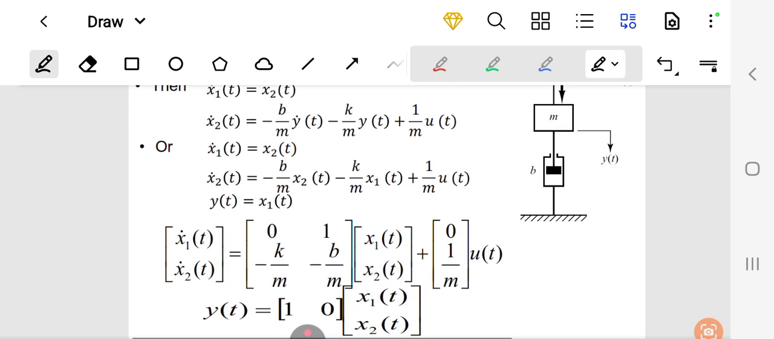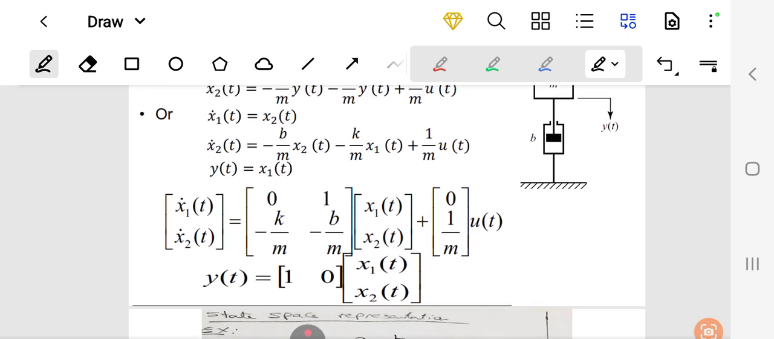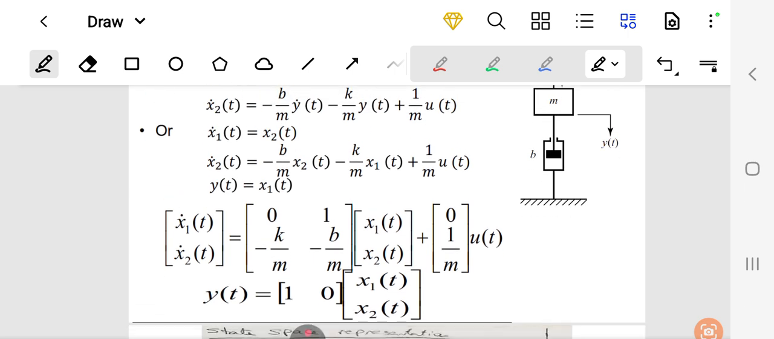This is a recap for the previous equation for the output and the states. x1 dot equals 0 times x1 and 1 times x2, and for u we don't have a coefficient for x1 dot, then 0 times u of t. x2 dot equals negative k over m times x1 and negative b over m times x2. And for the u, we have 1 over m times u. y of t equals 1 times x1 and 0 times x2.